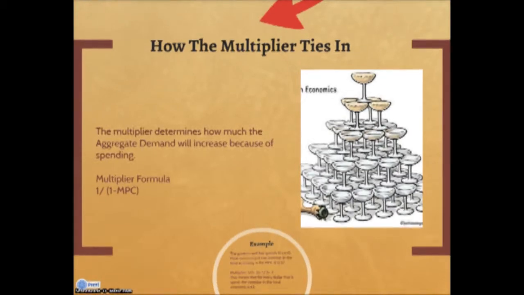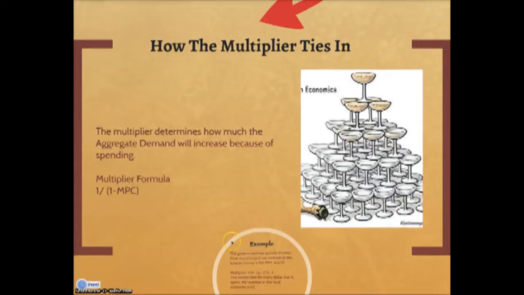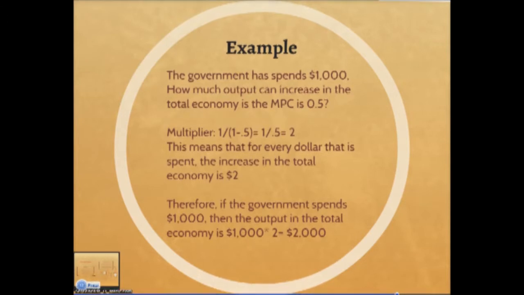Now, this is where the multiplier comes in. Basically, this determines how much the aggregate demand will increase or decrease because of spending. The multiplier formula is 1 divided by (1 minus MPC). This is the last example.